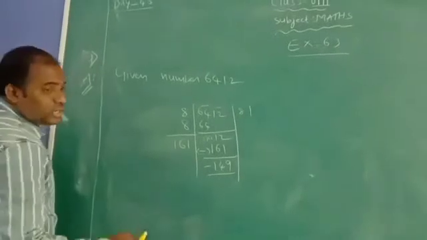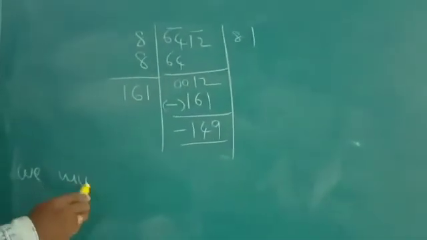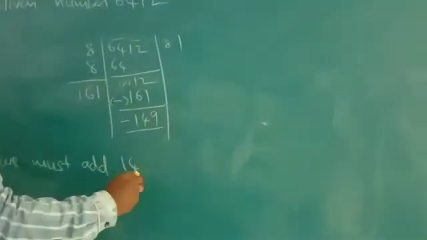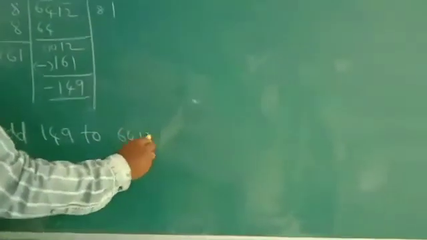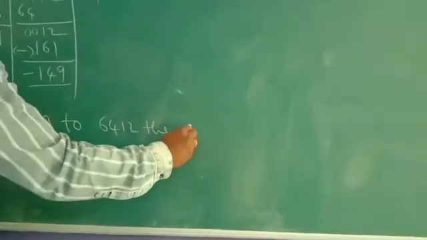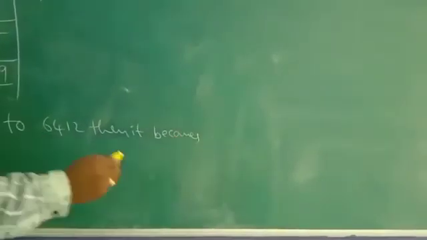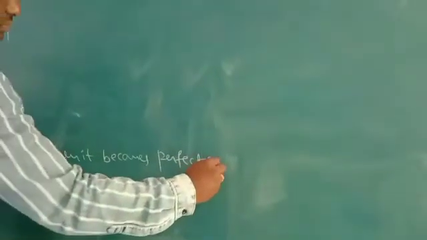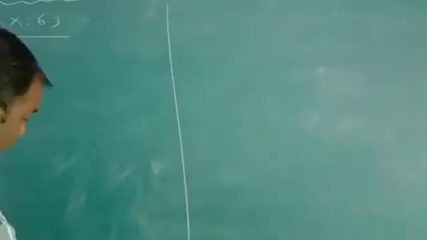See, 149. We must add 149 to 6412. Then it becomes a perfect square. Okay, beta?